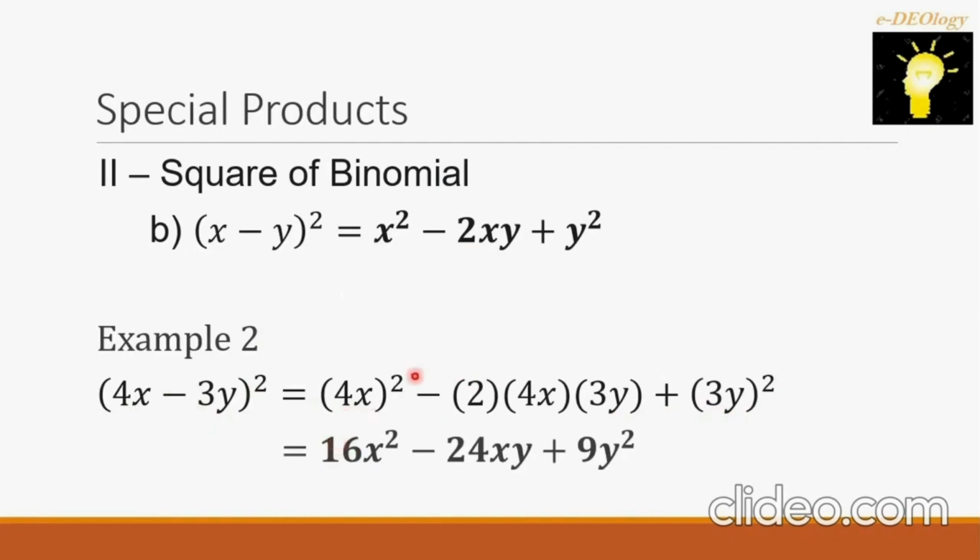For the 4x, all raised to 2 becomes 16x squared. The middle term, 2 times 4 is 8 times 3 is 24, and then the xy are included in the middle term. And the last term is 3y all raised to 2, which becomes 9y squared. So this is our final answer.